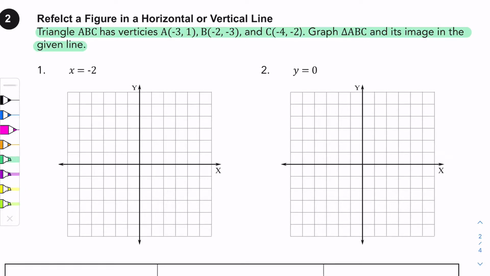So let's start with number 1, where we are graphing across the line x equals -2. Well, x equals -2 is the line located at your x value of -2. It's a vertical line.